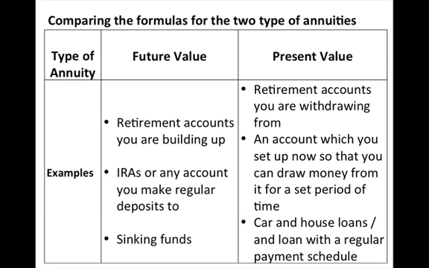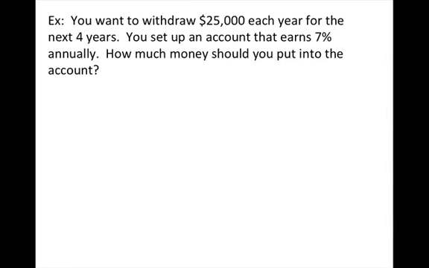So basically, to determine the main difference, if it's an account that I'm building up to get a certain amount in the future, that's the future value annuity. If it's an account that I have right now that I'm making withdrawals from, or if it's a loan that I have right now that I'm paying off, then that's the present value annuity. So let's look at some examples.